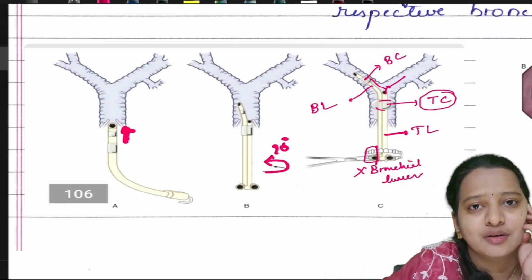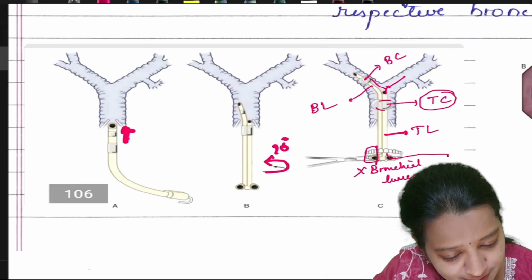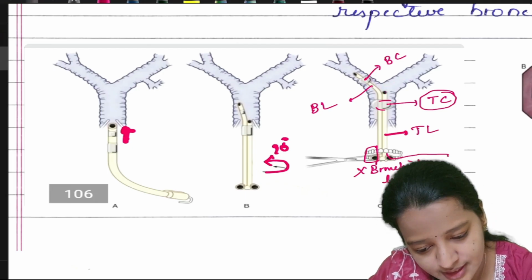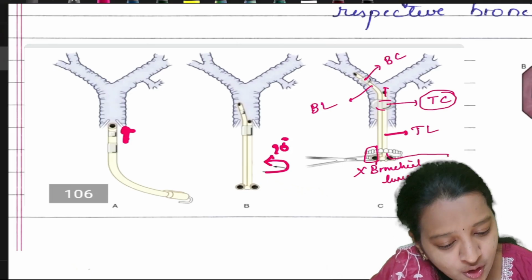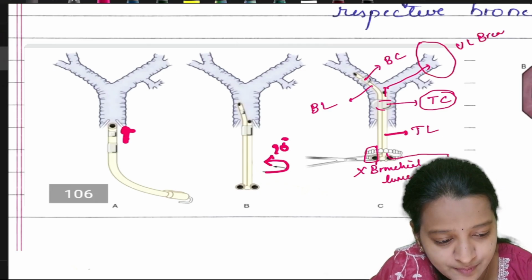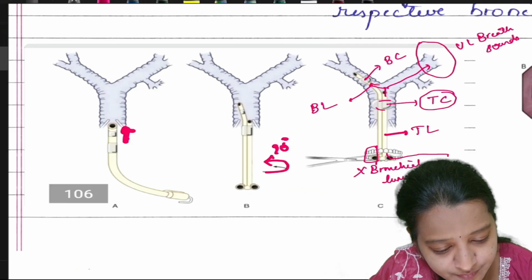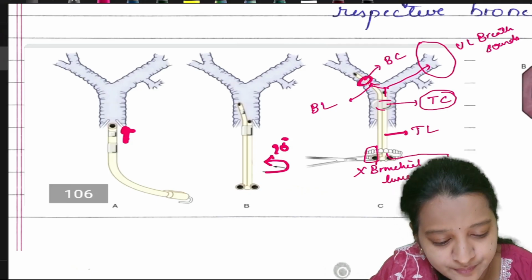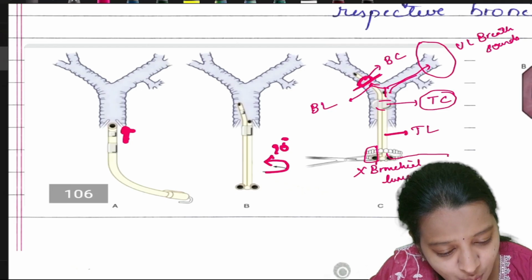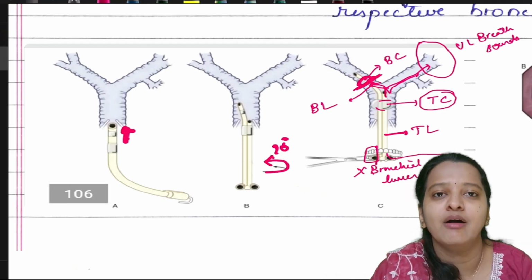Now what do I have to hear? I have inflated both the cuffs and I have clamped the bronchial lumen. So whatever ventilation goes, it will reach here. In this scenario, all the ventilation is reaching here, and it will obviously enter this side. So I have to hear unilateral breath sounds. Why am I not hearing the opposite side? Because there is a bronchial cuff here, obstructing the path. Whatever ventilated air is reaching here cannot enter the other side because of this cuff. It is like an obstruction. This is when you block the bronchial lumen.